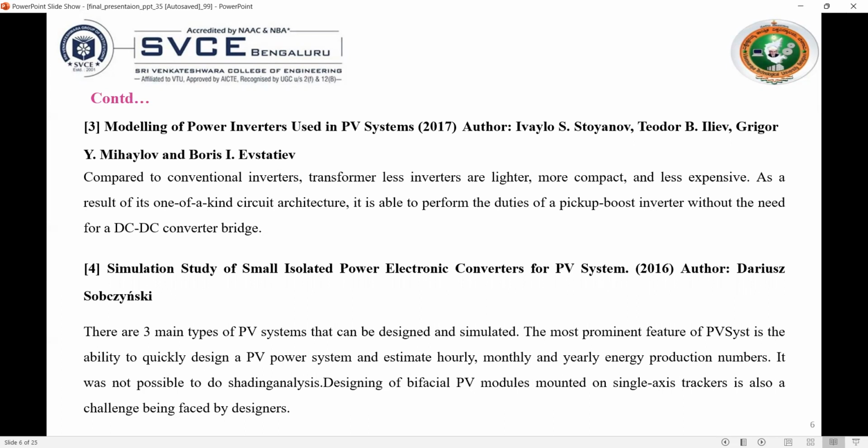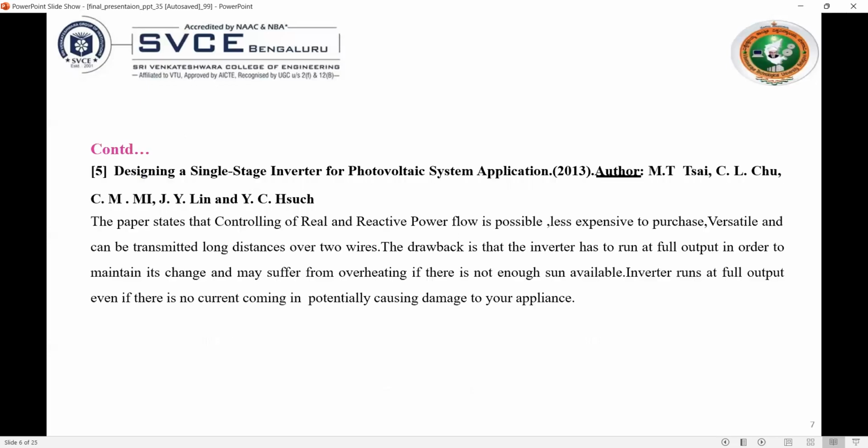Coming to the next, which is Simulation Study of Small Isolated Power Electronics Converter for PV System, published in 2016. There are three main types of PV system that can be designed and simulated. The most prominent feature of the PV system is the ability to quickly design a PV power system and estimate hourly, monthly, and yearly energy production numbers. It was not possible to do shading analysis. Design of beneficial PV modules modulated on single axis trackers is also a challenge faced by designers.